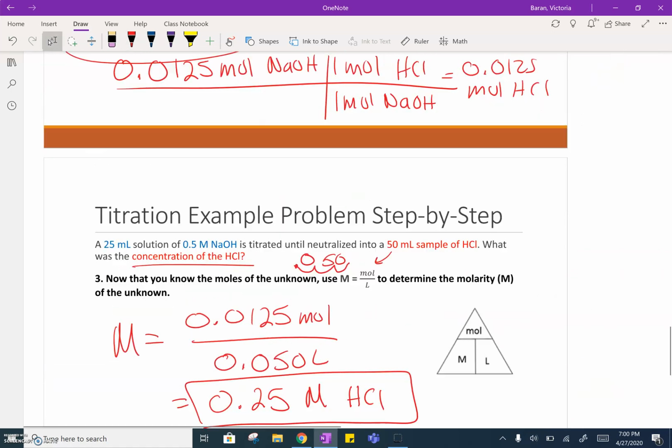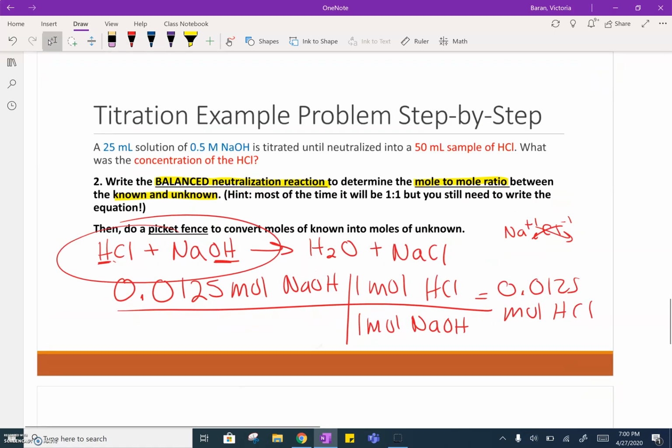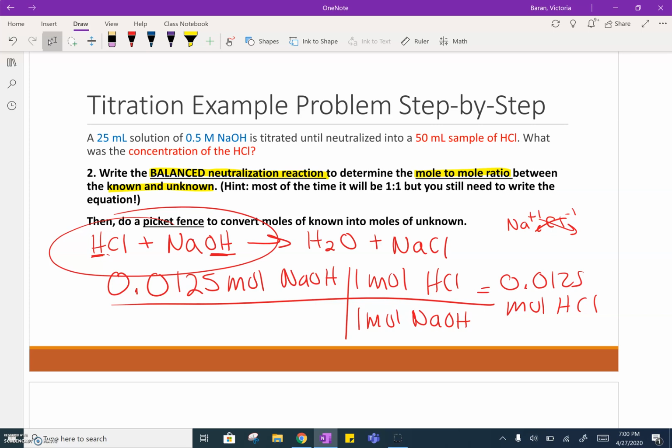Again, with most of these, when you go to write the equation, it will be a 1-to-1 ratio. However, just keep in mind that sometimes it might not be, and one of these could have a 2 in front of it. Again, you have to make sure you are looking at the whole equation, though, when you are balancing. But you're only going to be using this side for your picket fence.